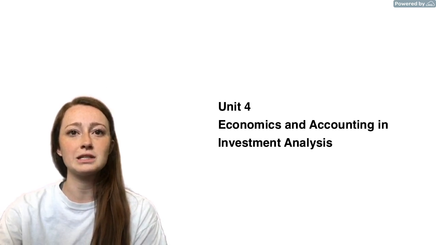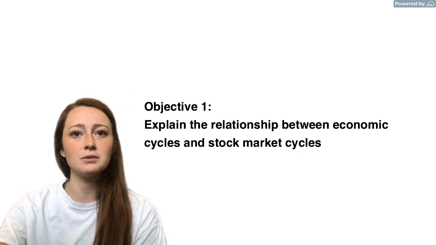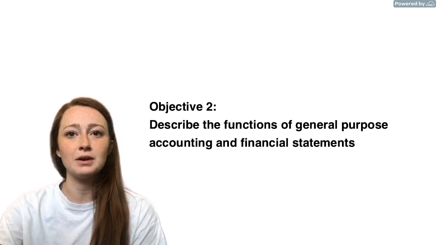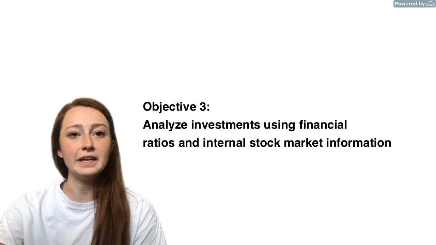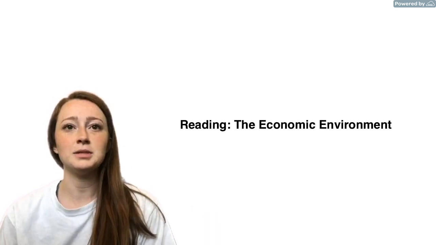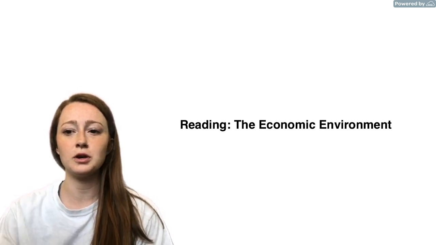In this unit, you will explore the topics above through your textbook, articles, and supplemental readings and videos. Learning objectives. 1. Explain the relationship between economic cycles and stock market cycles. 2. Describe the functions of general purpose accounting and financial statements. 3. Analyze investments using financial ratios and internal stock market information. Please continue to Objective 1. Chapter 18, The Economic Environment, pages 393 to 402.